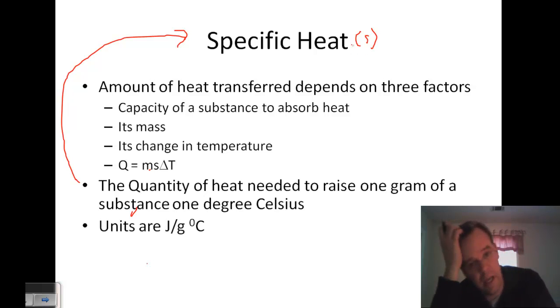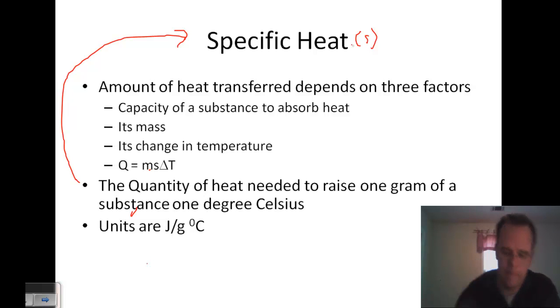The units for specific heat are joules per gram degree Celsius, so the amount of energy divided by the grams and the change in temperature. Think about the equation. If you rearrange the equation to get S by itself, you get S equals Q divided by MΔT. So Q is in joules or calories, M is in grams, ΔT is in degrees Celsius.